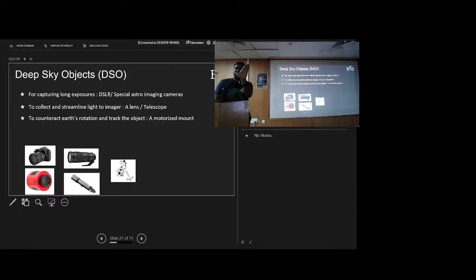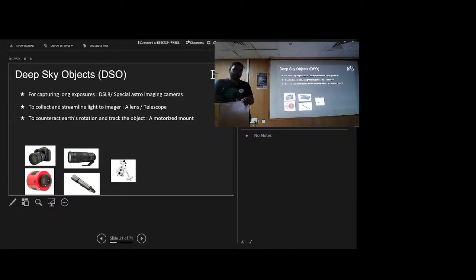The celestial object, say if you are targeting the Orion Nebula, would have moved a bit. That means I cannot get a clear image. I will only get a moved image. So in order to counteract the Earth's rotation, we need a specially designed mount like this.